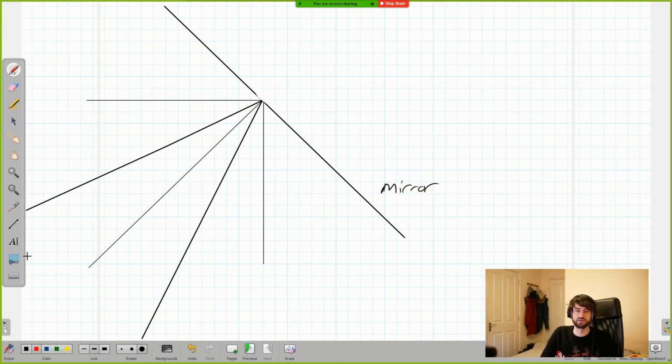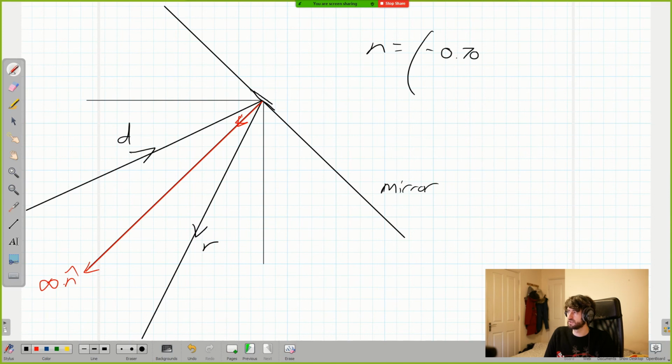This red line is your normal. And that goes off to it's almost like infinity times the normal, because obviously the normalized vector would go to here. And then this is our d vector. This is our r vector. And we can see that the normal is equal to minus 0.707, minus 0.707.